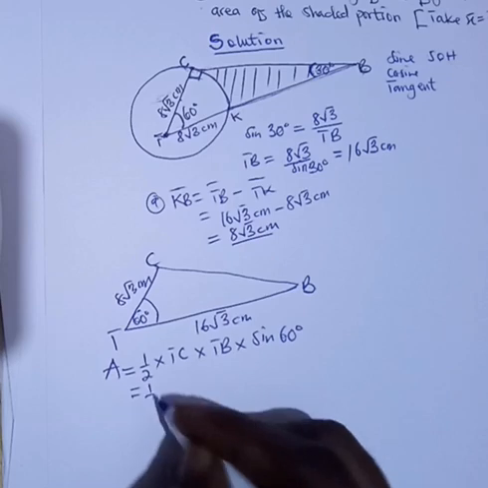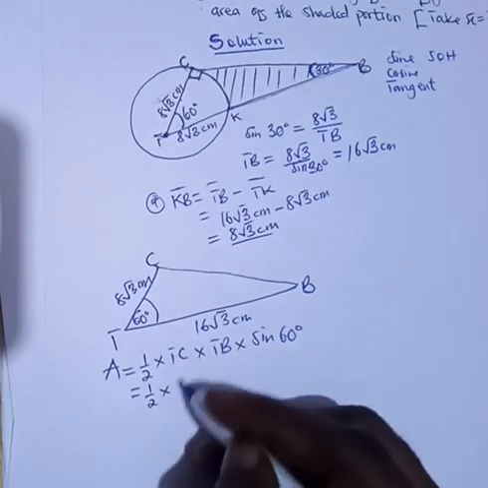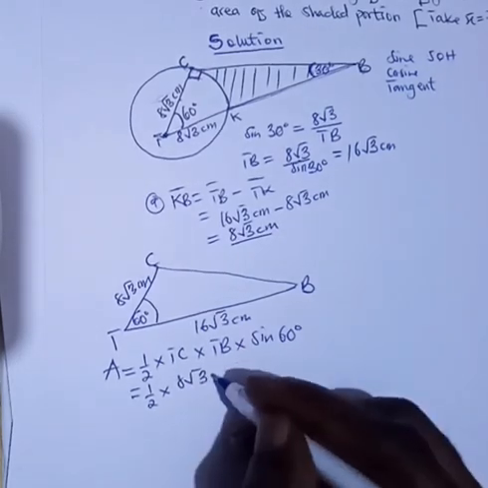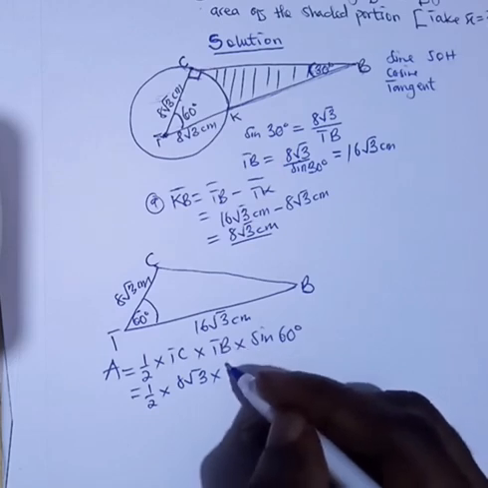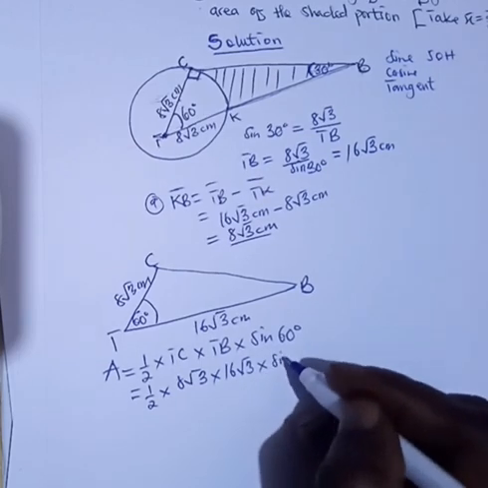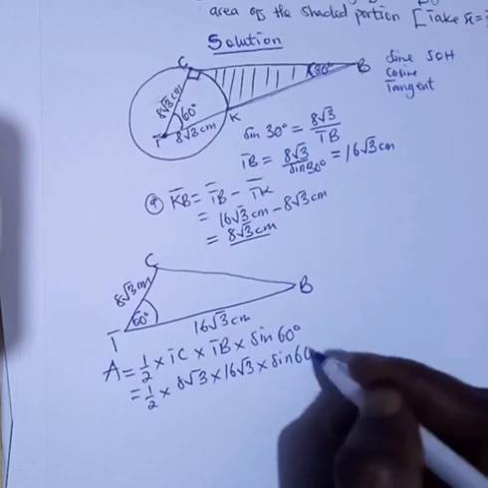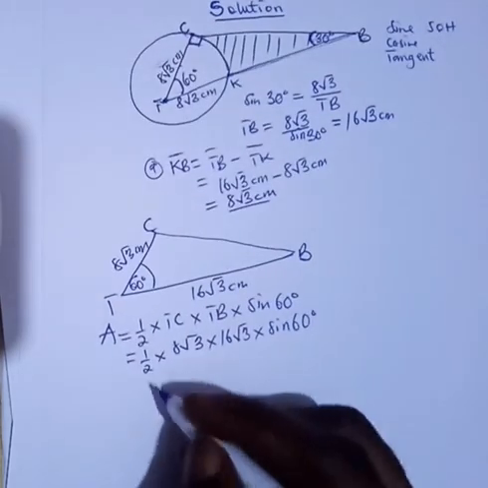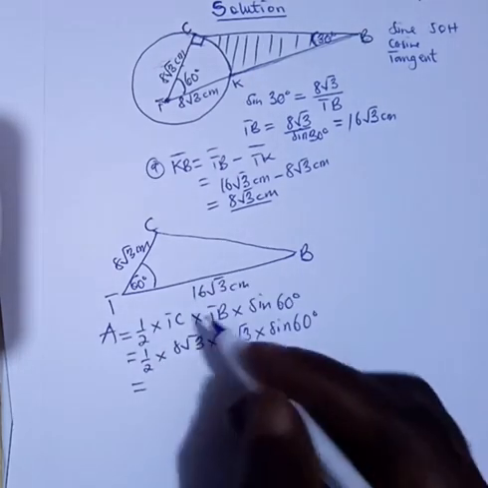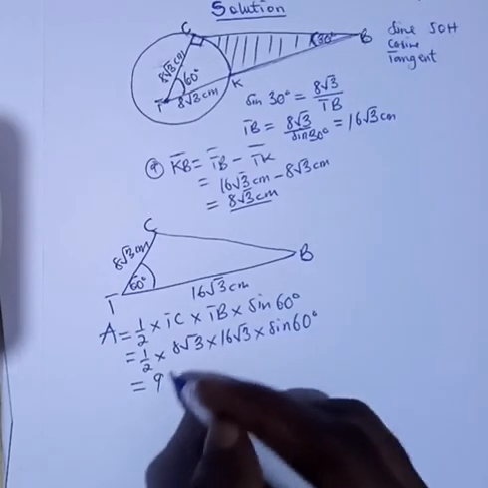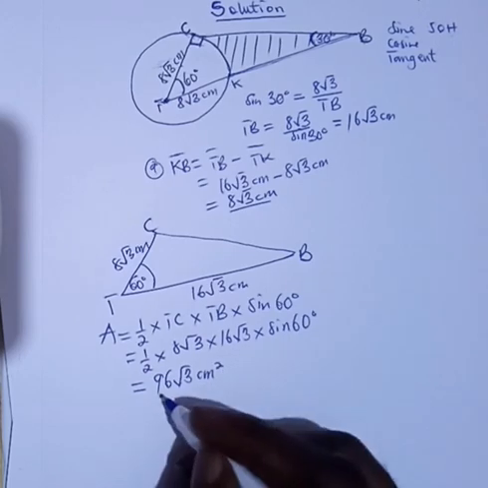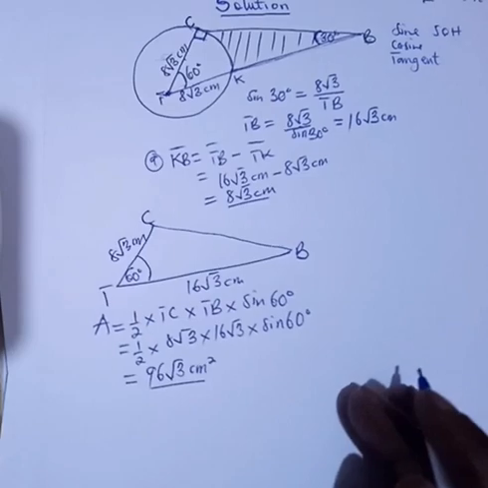Good. So we have half times, so TC is 8 root 3 times BT is 16 root 3 times sine 60 degrees. Good. So if you use your calculator, then you are getting the area for the entire diagram as 96 root 3 centimeters squared. Good. So that is the area for the entire diagram.